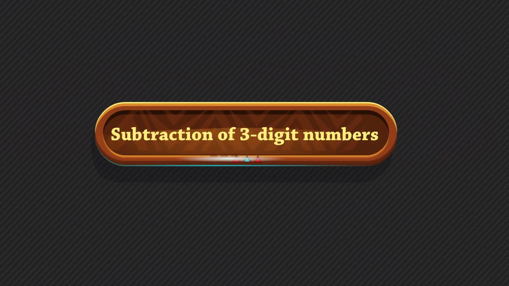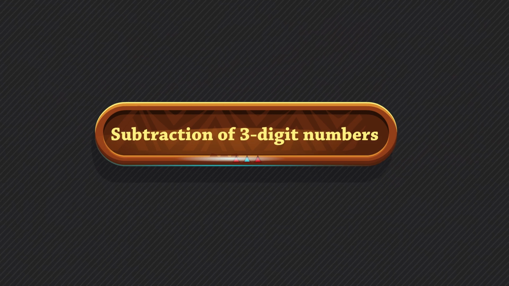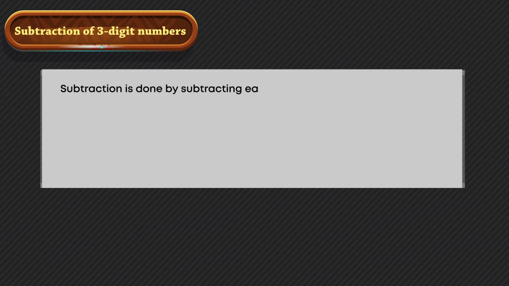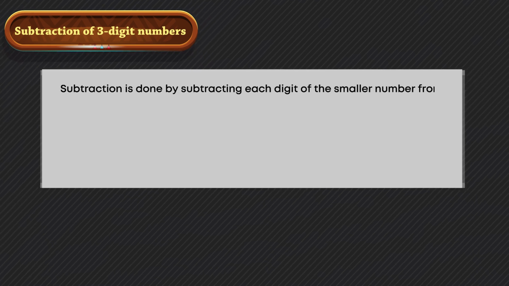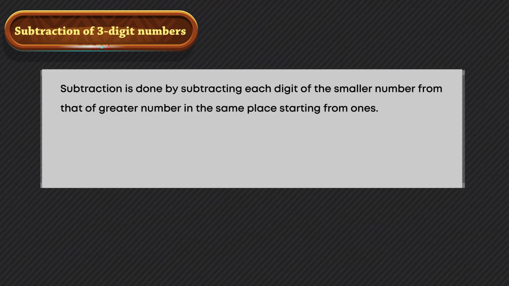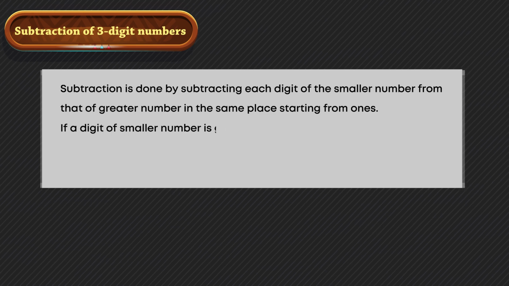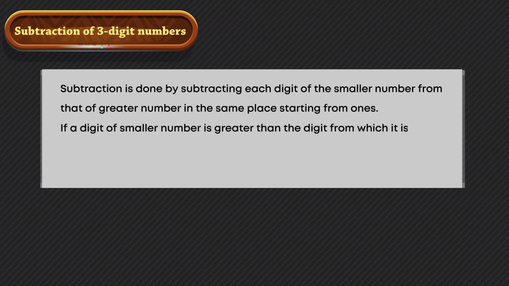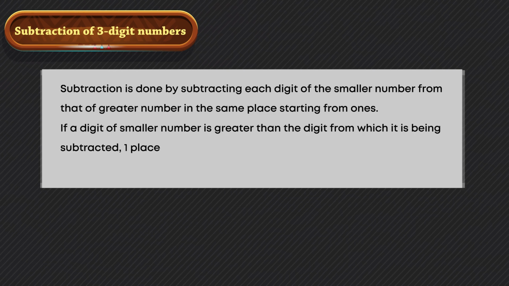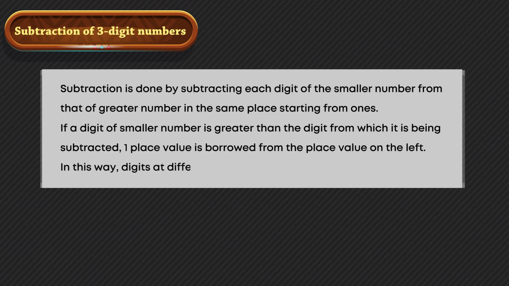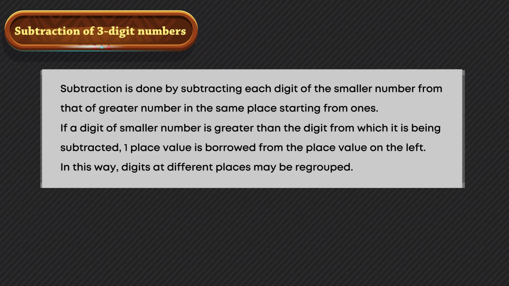Subtraction of three-digit numbers. Subtraction is done by subtracting each digit of the smaller number from that of the greater number in the same place, starting from ones. If a digit of the smaller number is greater than the digit from which it is being subtracted, one place value is borrowed from the place value on the left. In this way, digits at different places may be regrouped.